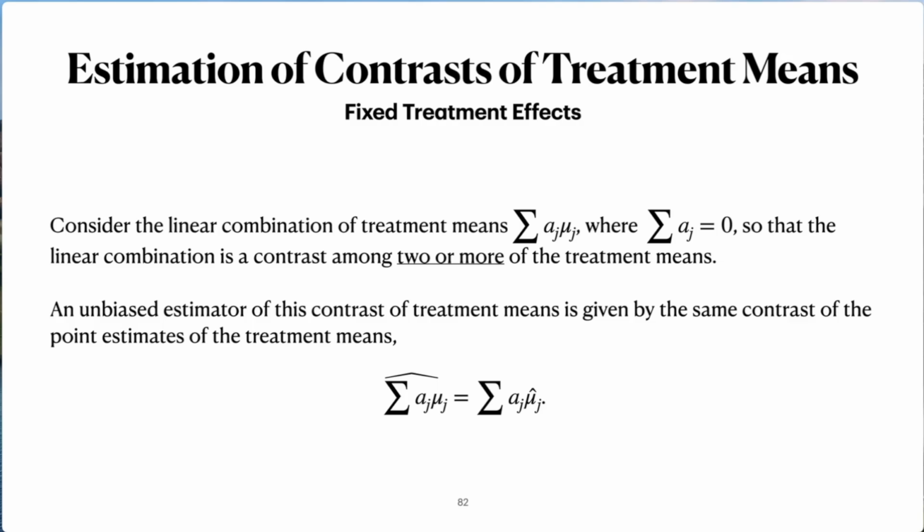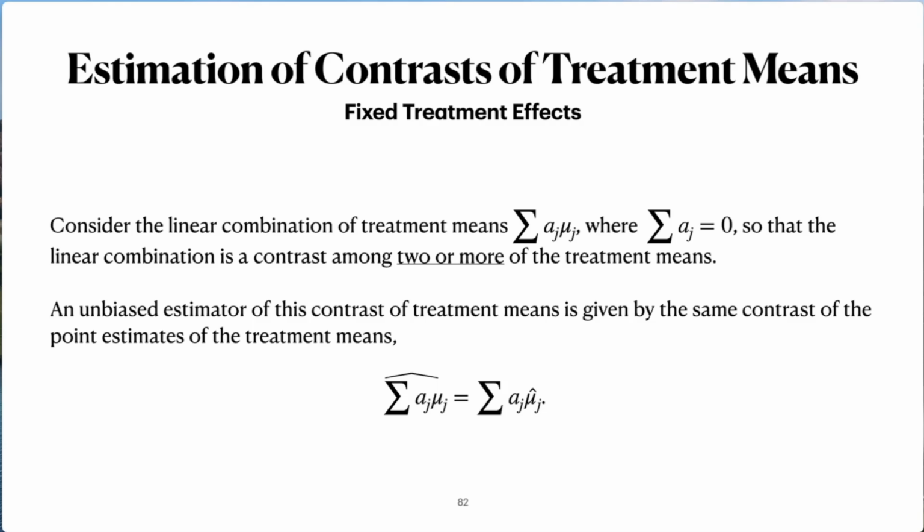We know that in this kind of situation, at least two of these coefficients have to be non-zero. If at least one of them is non-zero, then because they sum to 0, at least two have to be non-zero. So we're looking at a contrast, which is another way of talking about a comparison, a contrast or a comparison among two or more of the treatment means.